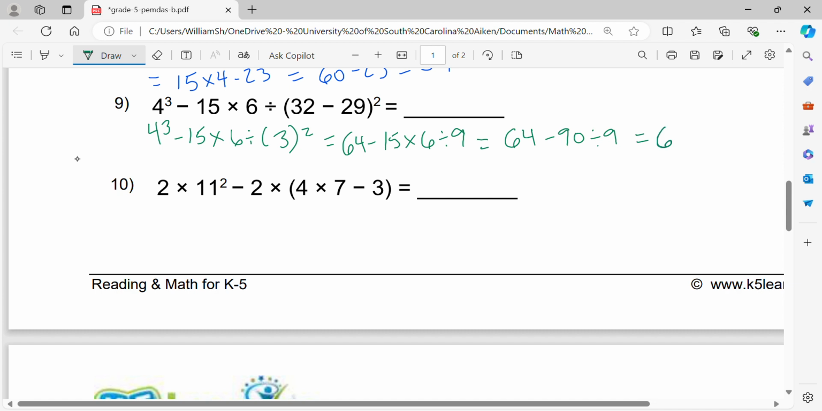Alright, now we have to take care of this division step. 90 divided by 9 is 10. So we're looking at 64 minus 10, which gives us 54.